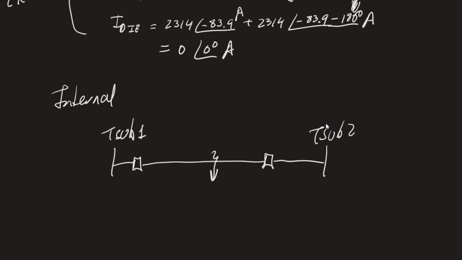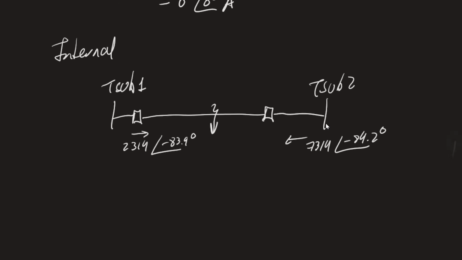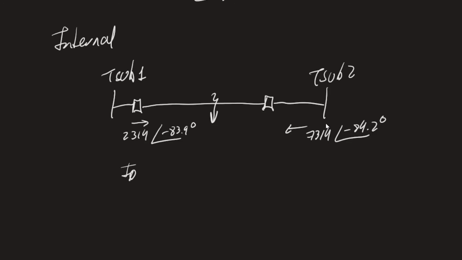In this case, our fault is inside of a transmission line. And I have from this side 2314 angle minus 83.9 degrees. And from this side, I have 7314 angle minus 84.2 degrees. So now if I add up these two currents, I get that the differential current for an internal fault is going to be 9627.98 at an angle of minus 84.13 degrees. And again, all I did here was add up these two numbers over here.